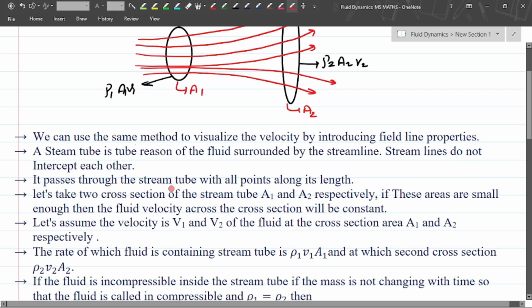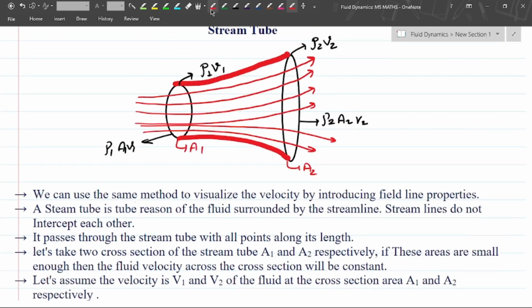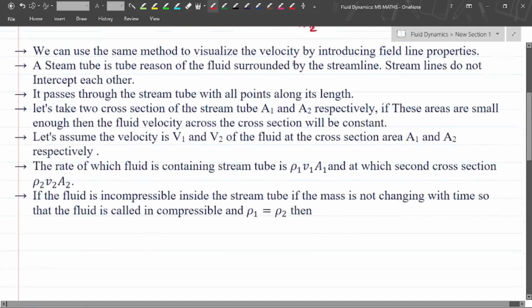It passes through the stream tube with all points along its length. I say it is a stream tube. Okay, it is a stream tube. You can see here these lines pass through all the points. Okay, here is also a streamline in between this. So it passes through all the points along the length, but they do not intersect each other. This is a very important point.